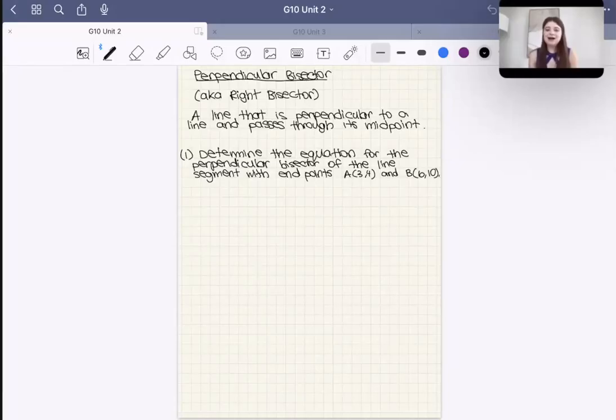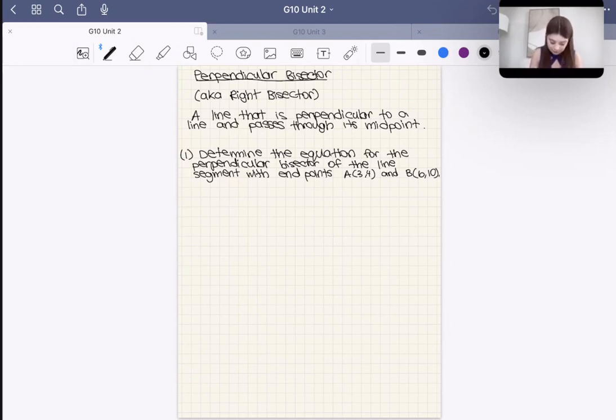Hello, everyone. Welcome back. Today, we're going to be talking about finding the perpendicular bisector, also known as the right bisector. So, what even is a perpendicular bisector? A perpendicular bisector is a line that is perpendicular to a line and passes through its midpoint.